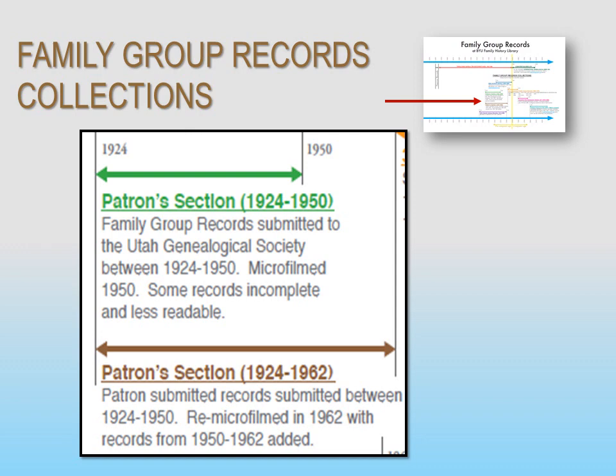The second Patrons section was created in 1962 when the first Patrons section was re-microfilmed. These microfilms contain most of the records from the 1950 filming, with the records of 1950 to 1962 added. Because these records are so old, they can be a valuable source for the patron. The records were submitted 90 years ago, with the most recent submissions being 52 years ago. Most of the submitters of the family group sheets are no longer alive. They may contain first-hand information about the submitters or their relatives that is no longer available.